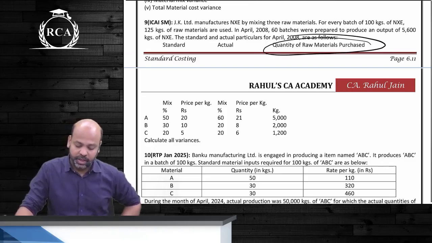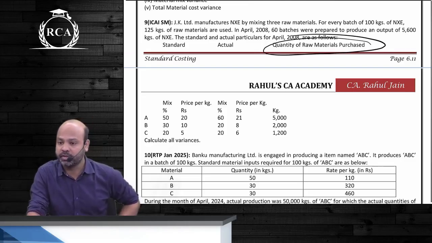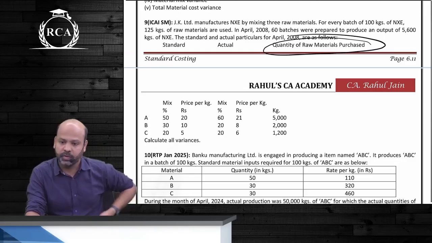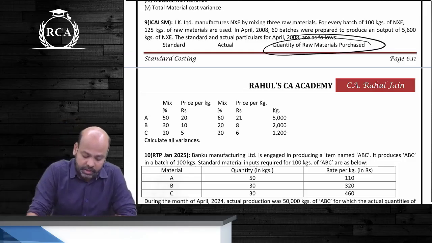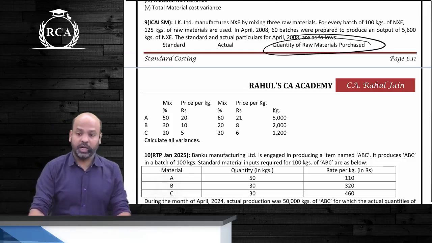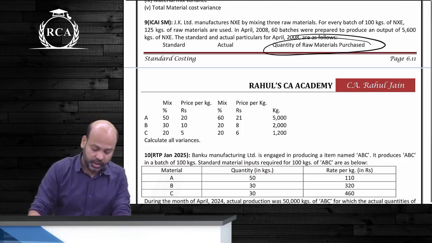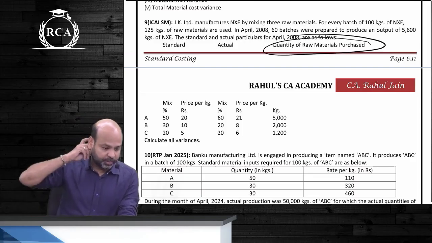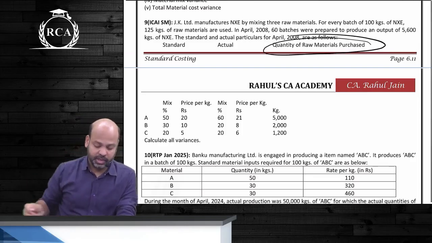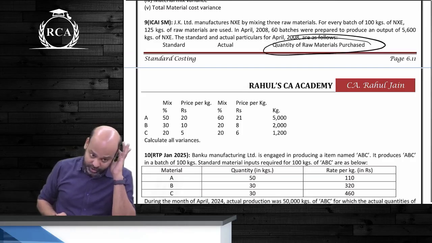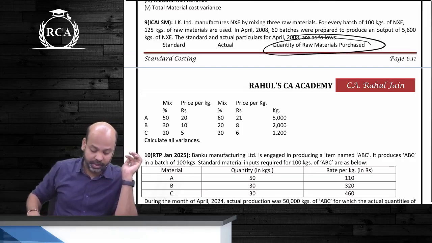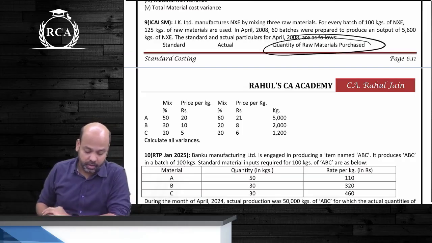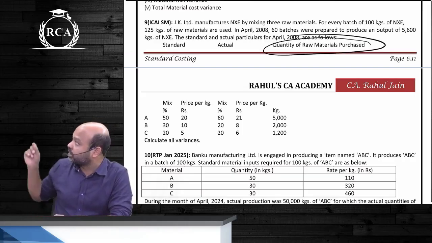In April 2008, 60 batches were prepared to produce an output of 5,600 kgs of NXC. Relax. The standard and actual particulars for the month of April 2008 are as follows. Standard proportion, guys, is 50, 30 and 20. Standard price is 20, 10 and 5. Actual proportion, look carefully, is 60, 20, 20, whereas actual price per kg is 21, 8 and 6. Actual quantity of raw materials purchased is given.